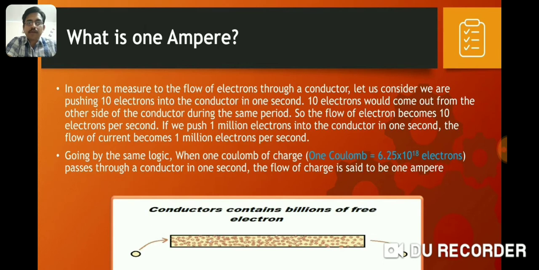What is 1 ampere? In order to measure the flow of electrons through a conductor, let us consider we are pushing 10 electrons into the conductor in 1 second. 10 electrons would come out from the other side of the conductor in the same period. So the flow of electrons becomes 10 electrons per second. If we push 1 million electrons into the conductor in 1 second, the flow of current becomes 1 million electrons per second. Going by the same logic, when 1 coulomb of charge passes through the conductor in 1 second, the flow of charge through it is said to be 1 ampere. So this is the way in which we can define the unit of current, that is ampere.